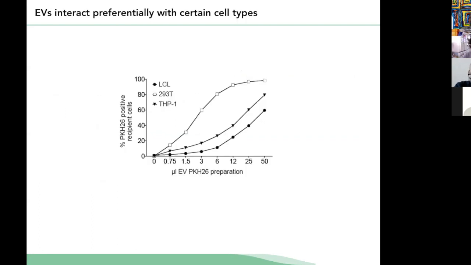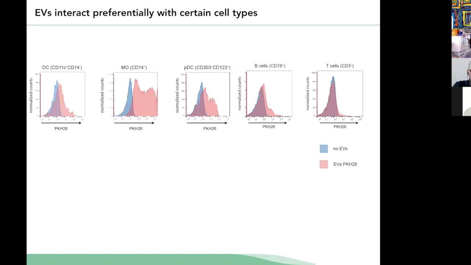Okay, so we used those preparations, in this case PKH26, on top of different cells to see which is the best target cell. As you can see, the 2-nitrate cells were the ones performing the best, followed by the THP1, which are a monocytic cell line, and the LCLs. The LCLs are those primary B cells that we generated at the beginning and that are the source of the EVs. So the 2-nitrate cells are the best cells. We also tried with PBMCs, and as reported by other groups, including the PECTED group, they were mostly binding to dendritic cells, monocytes, and PDCs, a little bit to B cells, but not at all to T cells.